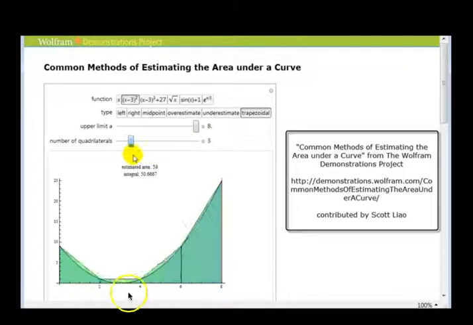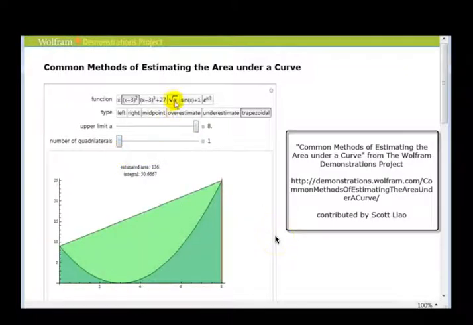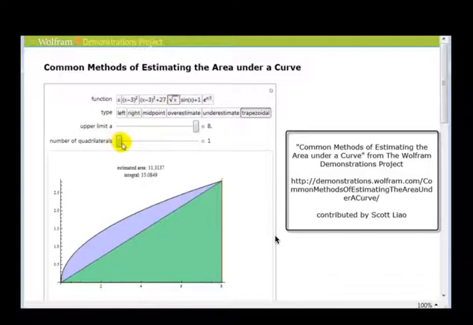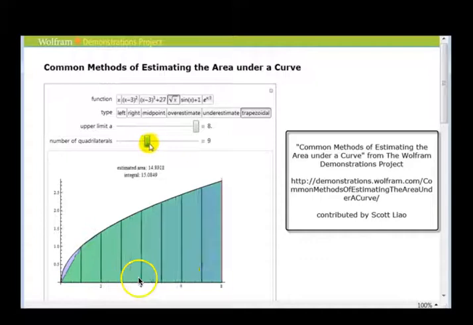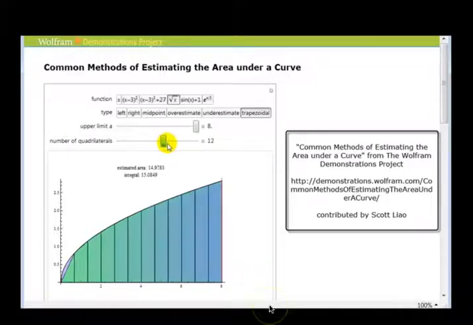See what's happening? Let's go and take a look at another function. Again, watch as the number of trapezoids increases. So that triangle is obviously too small. And now as we get more trapezoids, you can see it quickly approaches the value of that definite integral on the given interval.